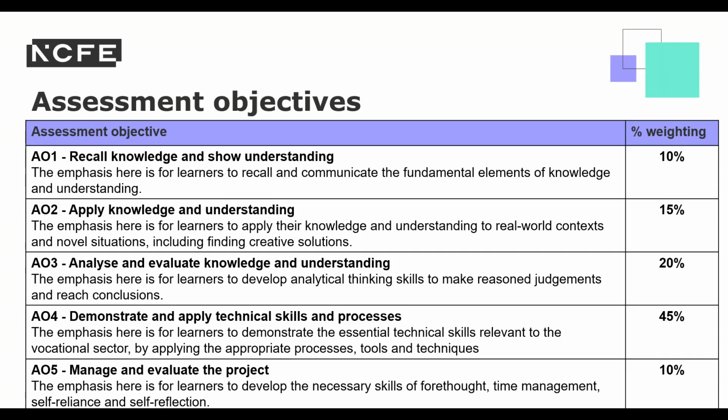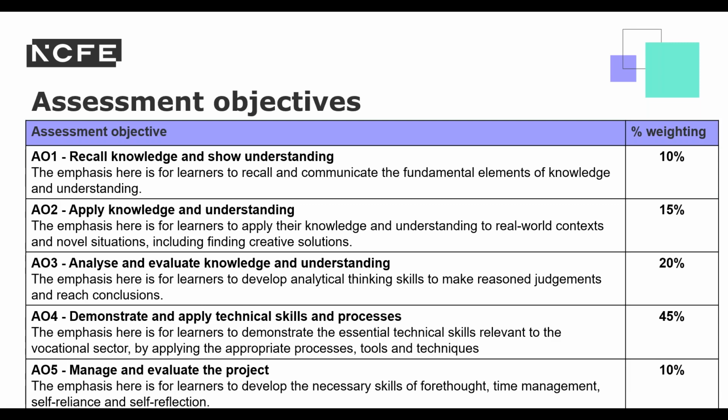When it comes to assessing the Synoptic project, this should be done holistically. The Synoptic project accounts for 60% of the final grade. You, as the assessor, will be judging the project as a whole, and it will be assessed against each of the assessment objectives. So for business and enterprise, we have 5 assessment objectives for the project.